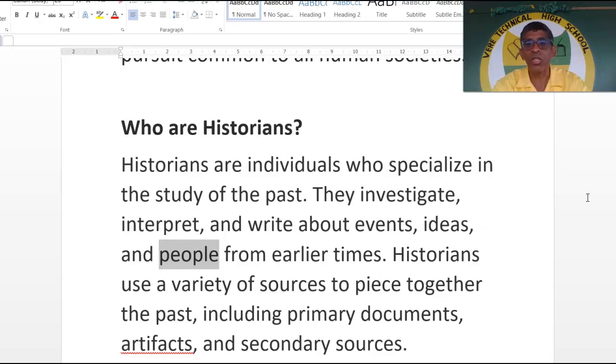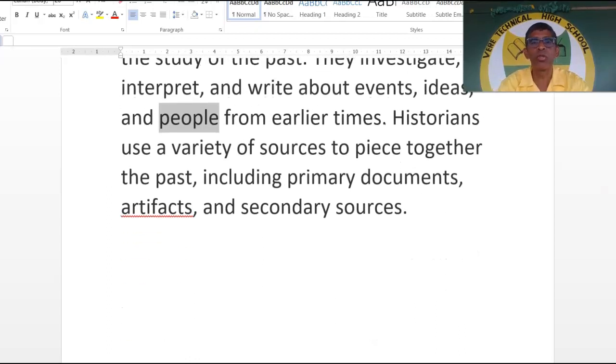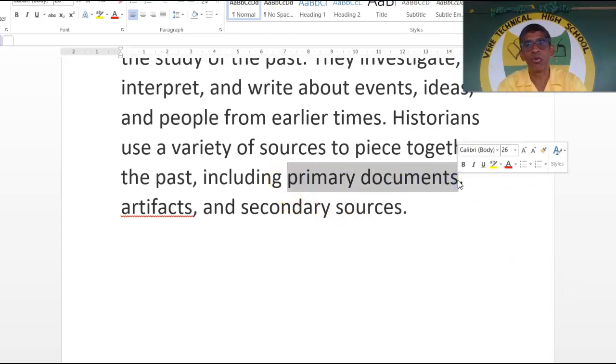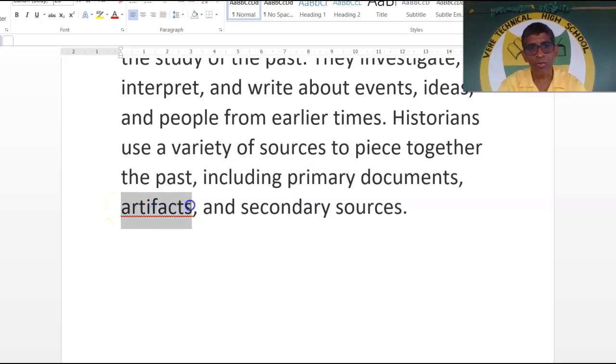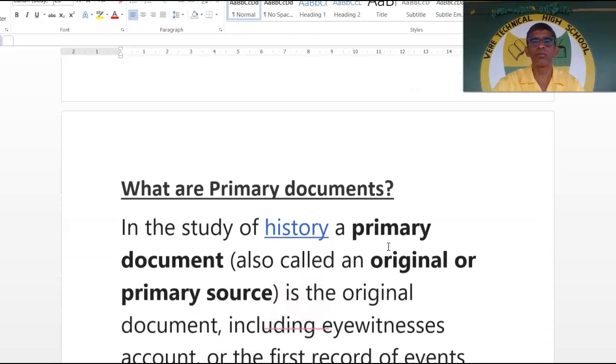These sources include primary documents, highlighted for you. Notice that after primary documents you see a comma, which means primary documents are one source of information that they use. They also use artifacts. I'm going to come back to that in a moment. And they also use secondary sources. So the three major sources that they use are primary documents, artifacts, and secondary sources. Okay, so let us move along.